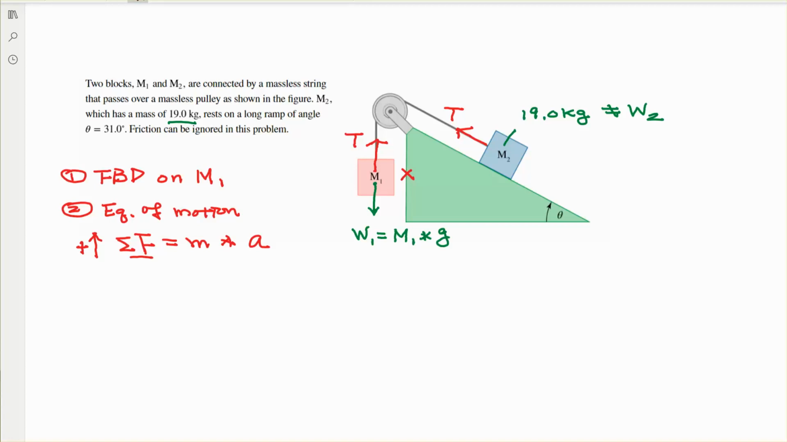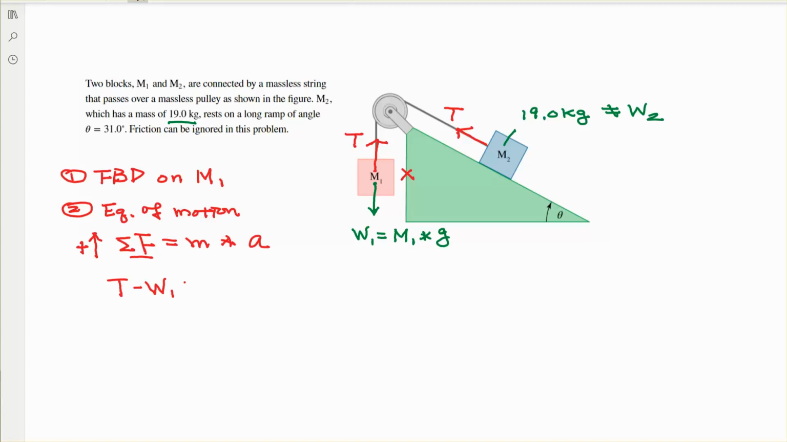Okay, so if this is positive, then how do you write the summation of force? Do I have a force going upwards? The tension is the force going upwards. I have another force going downwards, which will be negative. So if I write this, I will say T is positive, the W1 is negative because it's going downwards. And there are only these two forces acting on the object.